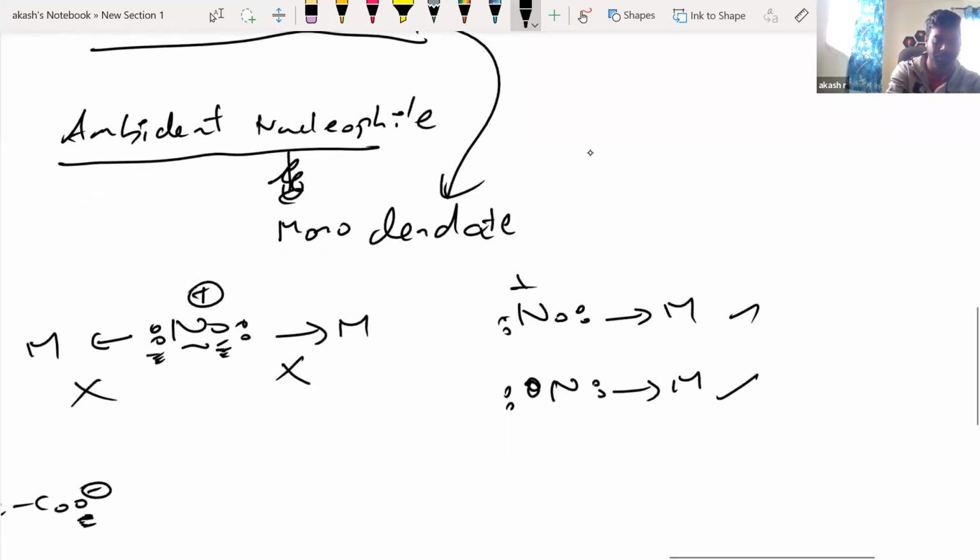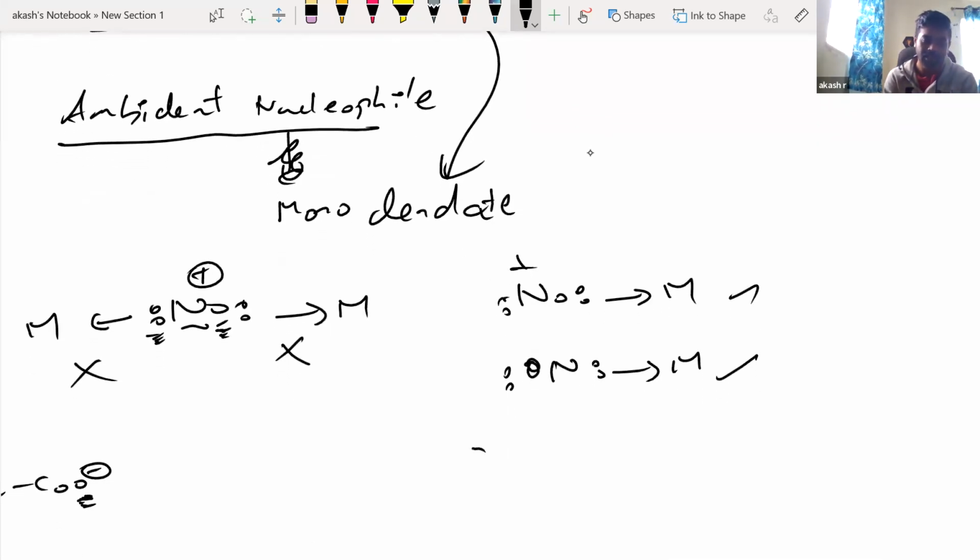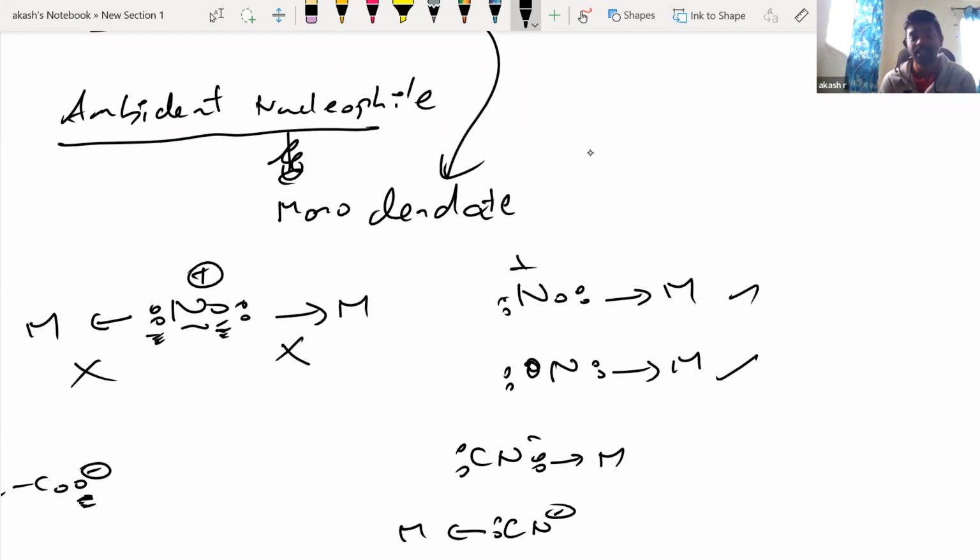Another example is CN minus. I know nitrogen is having a lone pair, carbon is also having a lone pair, but again, at a time only either carbon or nitrogen will be able to donate. You can have nitrogen donating, or you can have carbon donating like this. So these kinds of ligands are what are called ambidentate ligands.